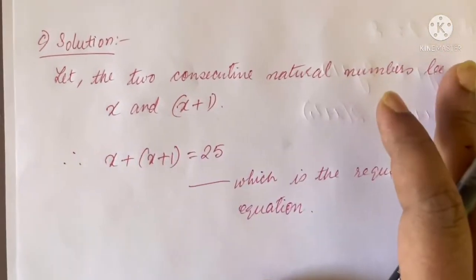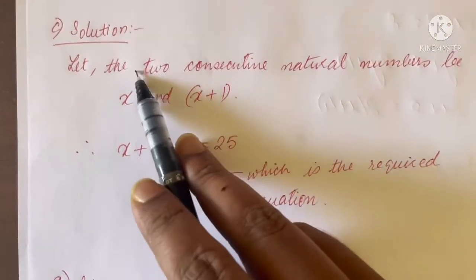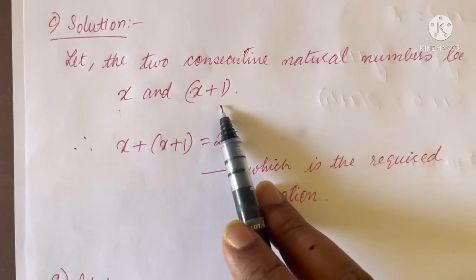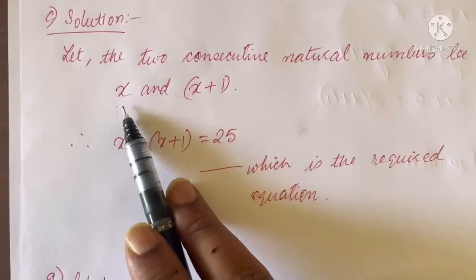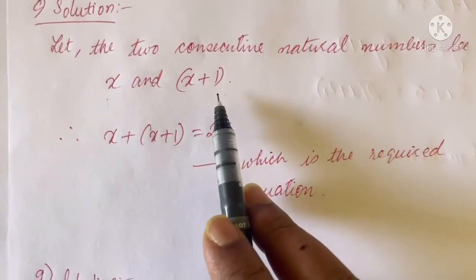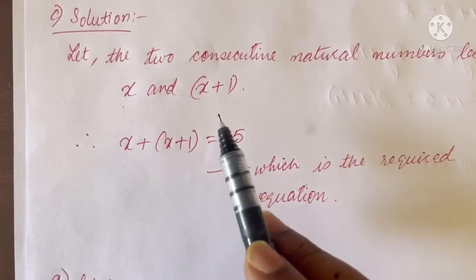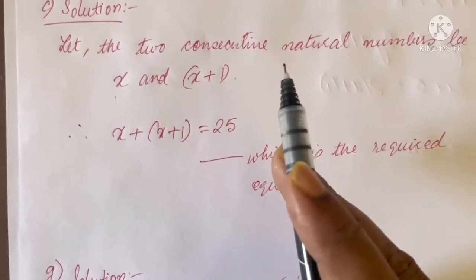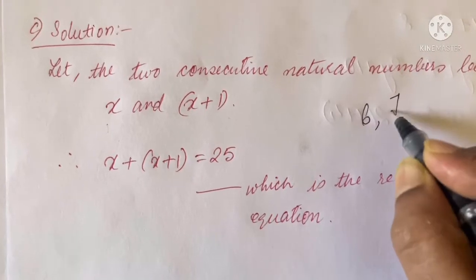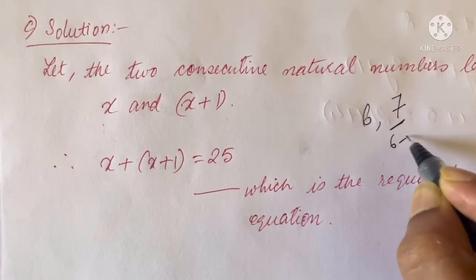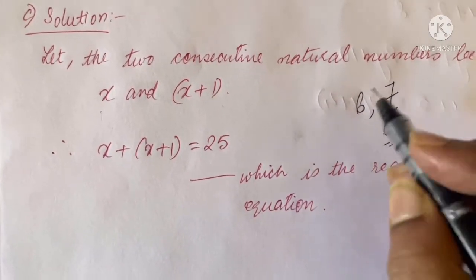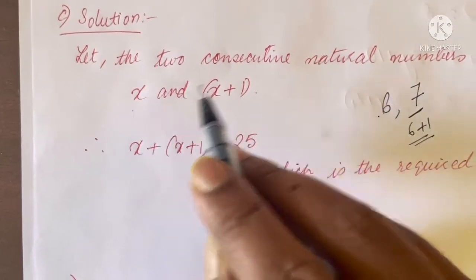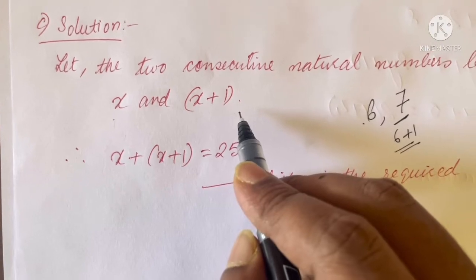Now we don't know what the numbers are, so we will assume that the consecutive natural numbers are x and the next one, that is x plus 1, obviously, because if x is a number, its next number will be 1 more than the number. For example, if we take 6, then the consecutive number to 6 is 7. Now this 7 is actually 6 plus 1. So if it is x, this will be x plus 1. That's why we have taken x and x plus 1 as the two consecutive natural numbers.